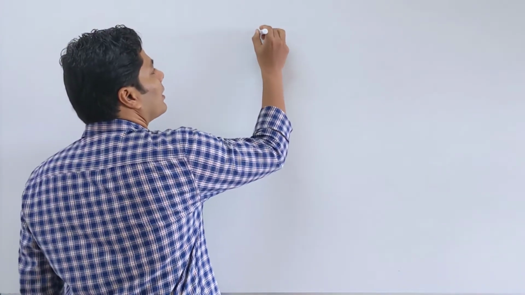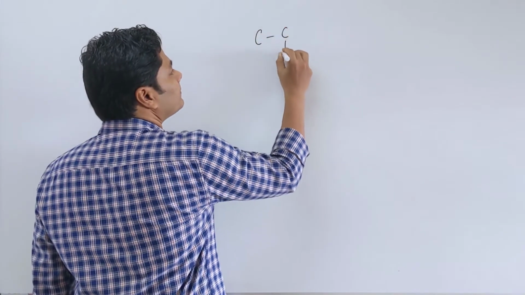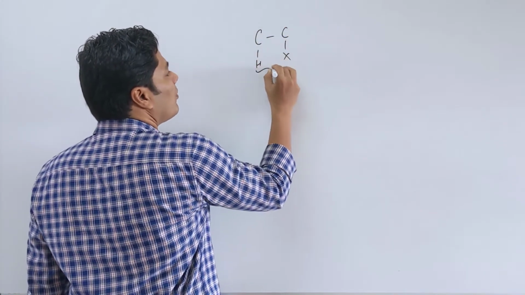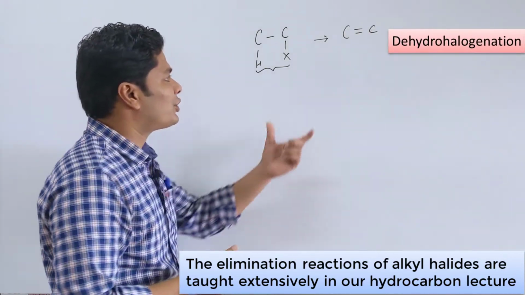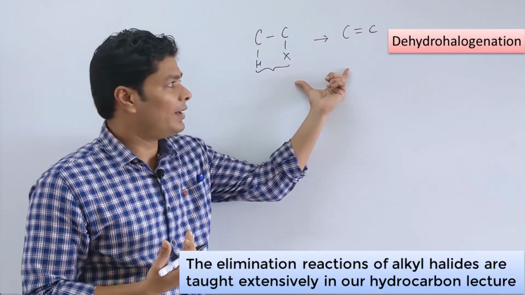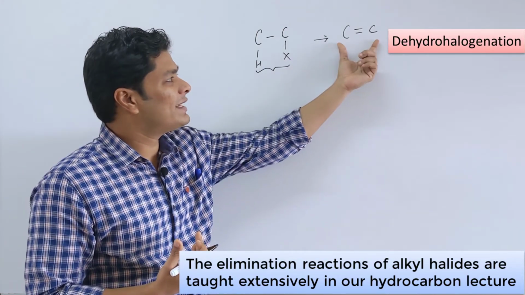Alkyl halides are capable of undergoing elimination reaction and substitution reaction. Now, elimination reaction we have already seen in your hydrocarbon lecture. So, we can have our alkyl halide remove a molecule of HX to give you C double bond C. If you want detailed explanation of this, you can go to the hydrocarbon lecture that I have done. So, you can end up with a C double bond C.